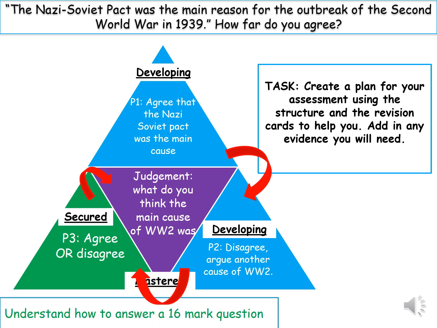Mastered students, you are then going to do your conclusion. This is your overall judgment. What do you think the main cause of World War II was? Are you going to agree, yes, it was the Nazi-Soviet Pact, or are you going to disagree and say, no, it was this factor instead? You need to go through now and create a plan, find the evidence you want to use. You can pause it while you make a plan.